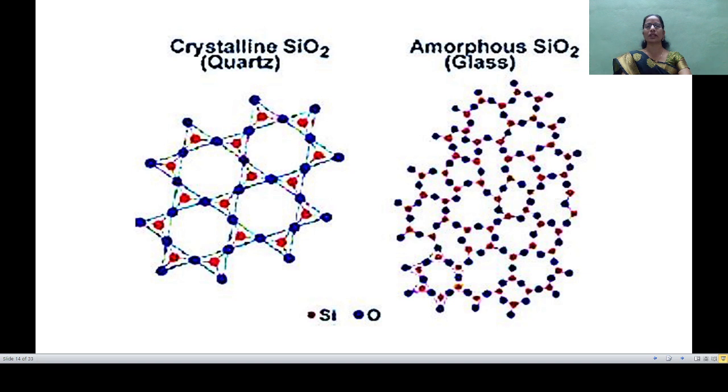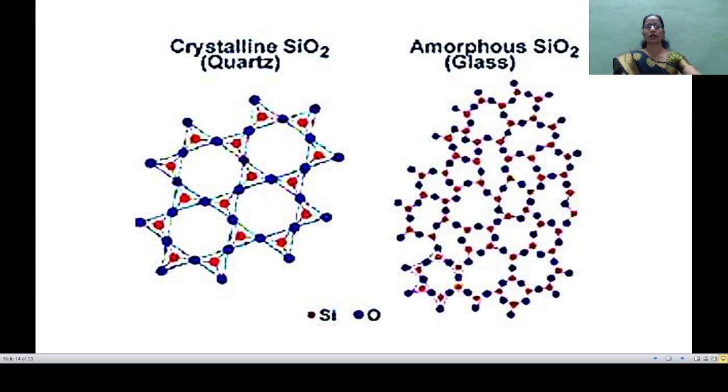Again, you will see one more example, that is of silica. Here, silica exists in 2 forms, named quartz and quartz glass or glass. Quartz is the crystalline form of silica, while glass is the amorphous form of silica.